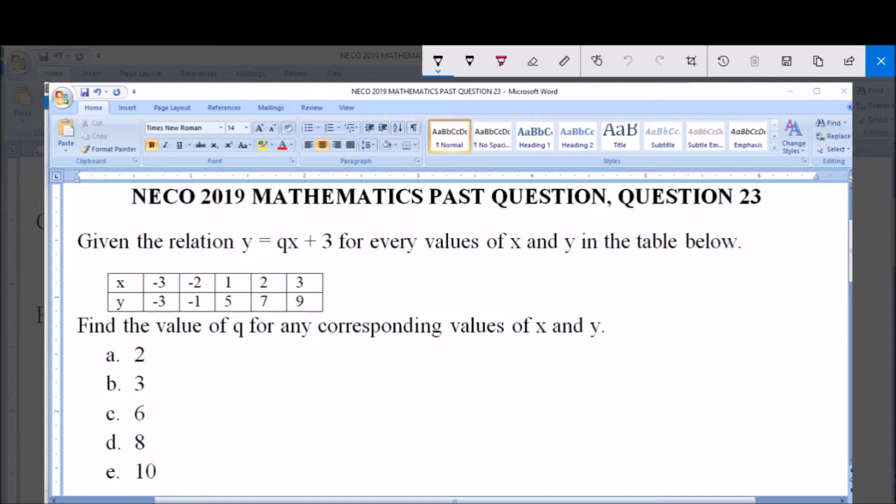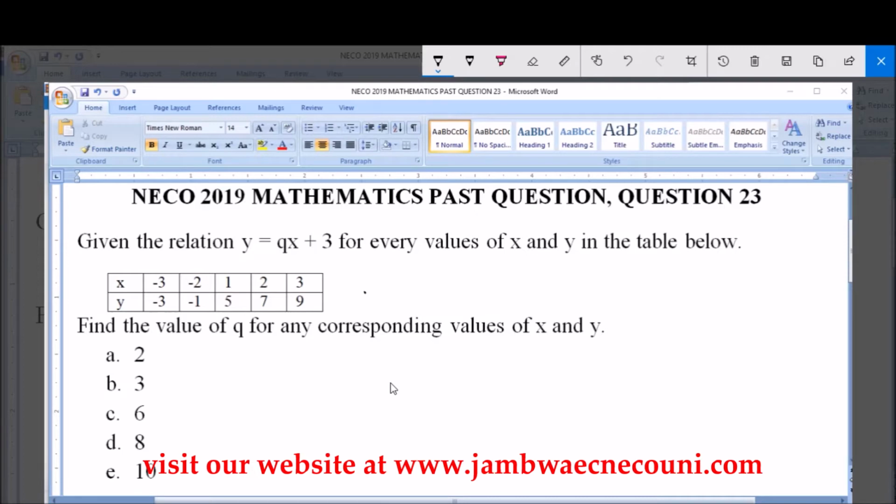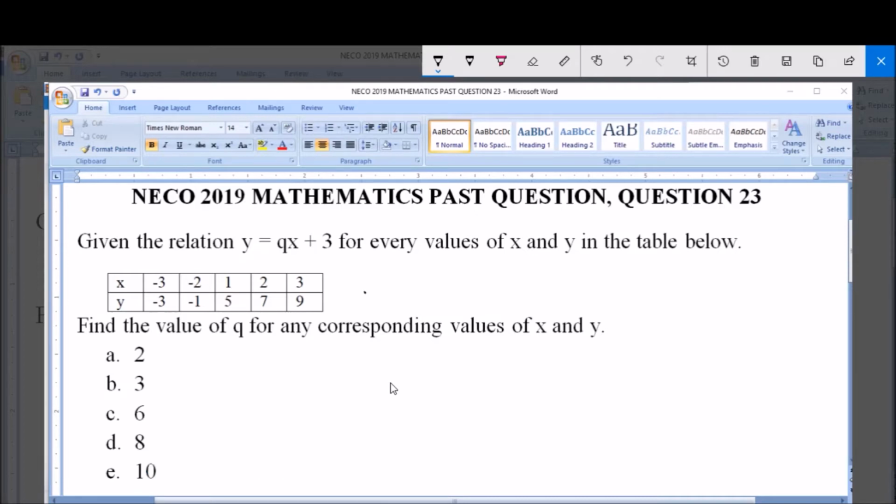Given the relation y is equal to qx plus 3 for every value of x and y in the table below. Now this is the table below here. For every value of x and y in the table below, we have to find the value of q for any corresponding values of x and y. Option A says 2, B says 3, C says 6, D says 8, and E says 10.